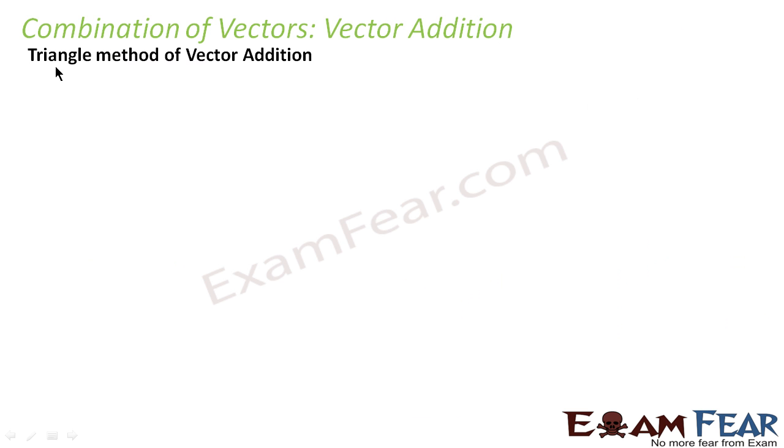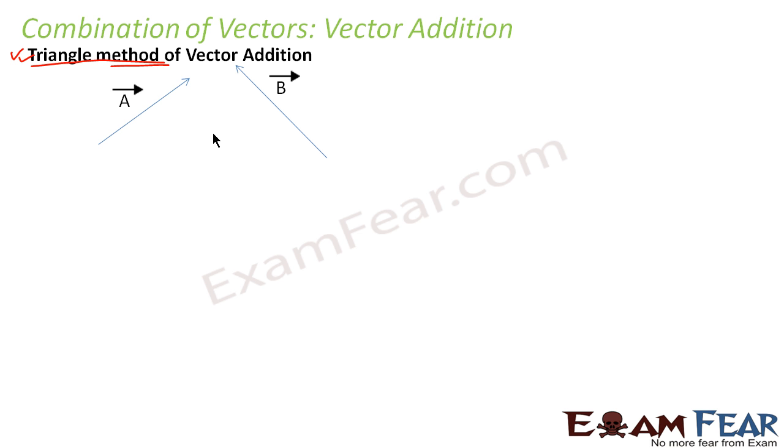The triangle method is the method which is used to add vectors. So what is this triangle method? Let us look at that. Let us suppose we have two vectors, A and B. So this is vector A and this is vector B. Now we have to add these two vectors. How will we do that? Now I will teach you the triangle method.